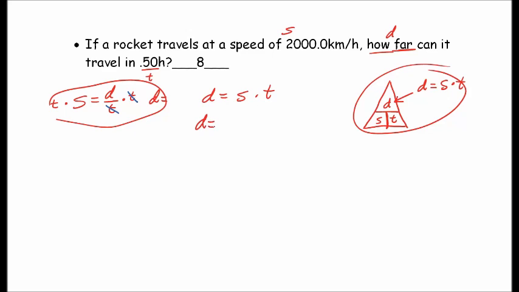Second step, remember, substitute the numbers and the units for the variables. Distance equals the speed, and that speed is 2000.0 kilometers per hour.